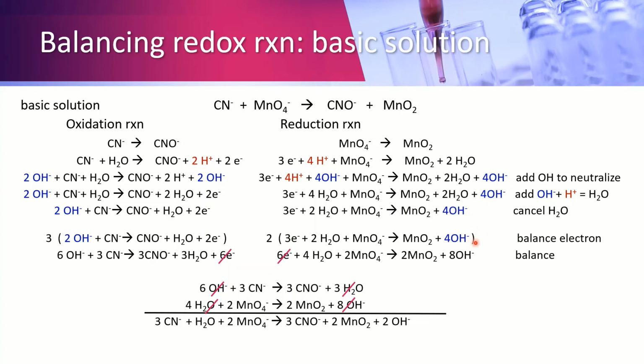Now, to balance again the number of electrons in the 2 half reactions, you multiply this by 3 at the left side and you multiply by 2 at the right side to cancel the number of electrons. Then you add the 2 half reactions. So this is the half reaction for oxidation and the half reaction for reduction. Adding the 2 half reactions and cancelling OH and water molecules on both sides, the balanced redox equation is 3CN negative plus water plus 2MnO4 negative will produce 3CNO negative plus 2MnO2 plus 2OH negative.